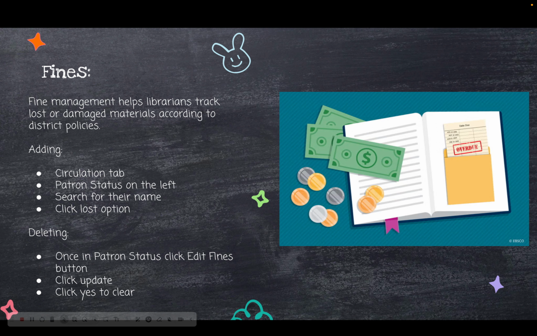When they've paid for that, we can go in and we can actually delete the fine. We can go back into the patron status again. You're going to click the edit fines button. And then we're going to click update. Once we click update, again, a box will populate that says, are you sure? And yes, we are going to click yes, we are sure.